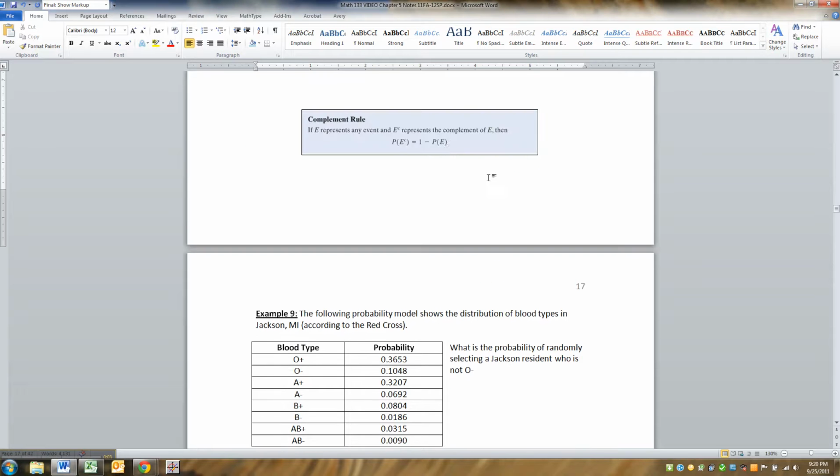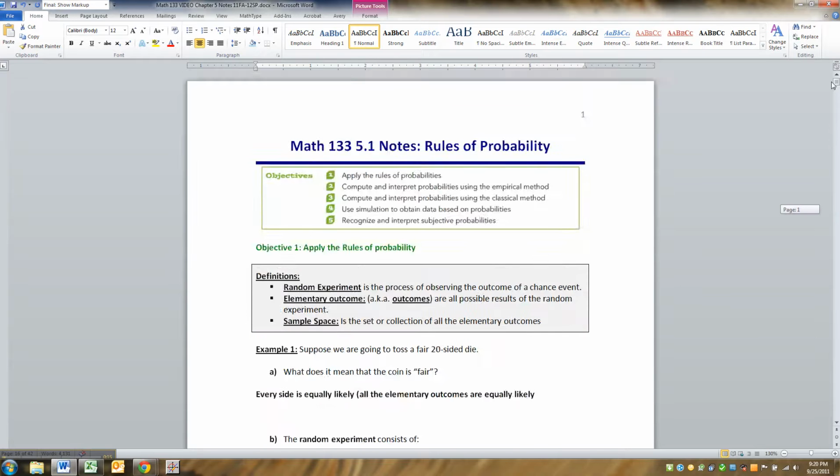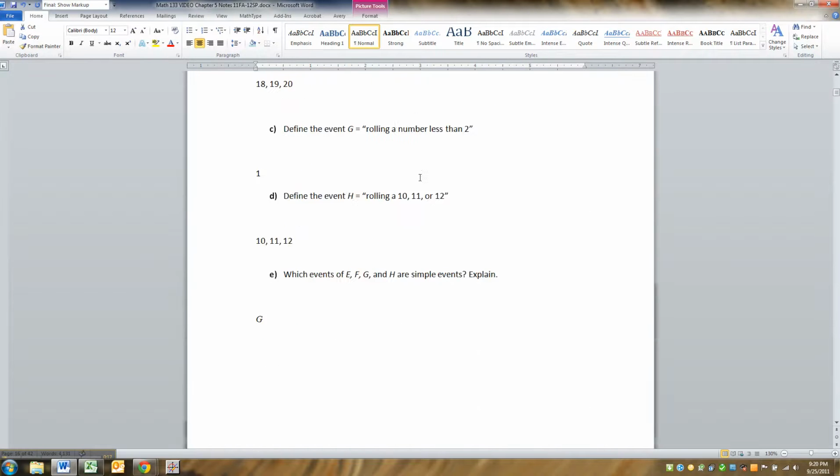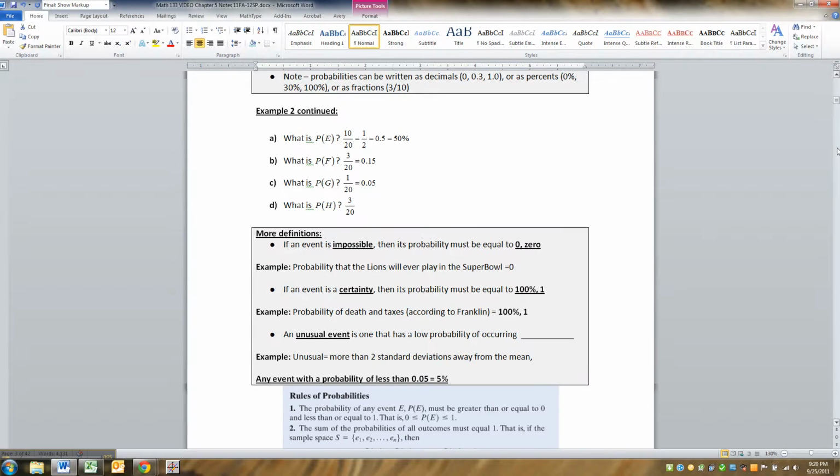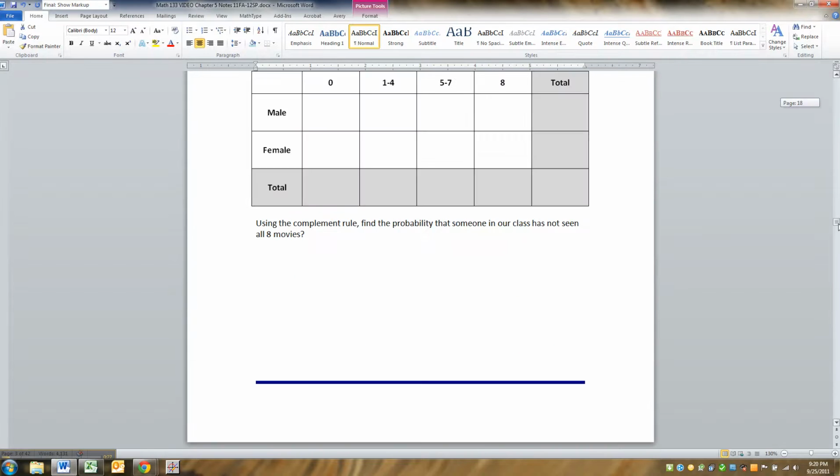Okay, so we left off with the complement rule right here. The probability of E complement is equal to 1 minus the probability of E. The reason it's 1, of course, is because of the fundamental rule of probabilities way back in chapter 1, or 5.1, excuse me, that all probabilities have to sum up to 1 in a sample space, right there on page 3. So let me go back down to where we were.